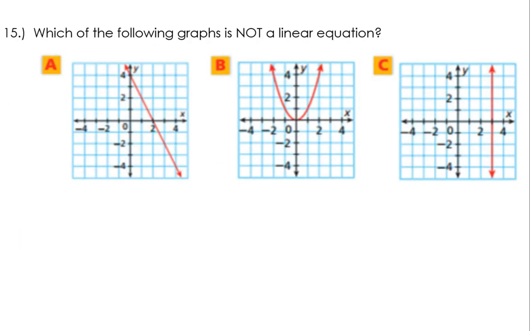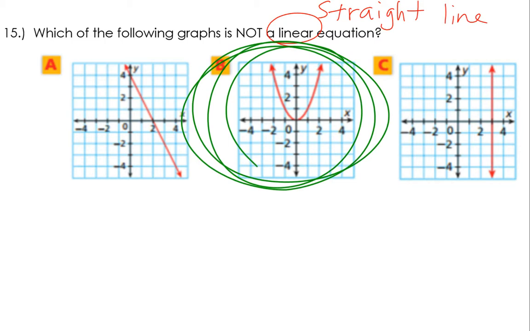And then the last question says, which of the following graphs is not a linear equation, right? Remember, linear means to be a straight line. So if you are not a straight line, then you are not linear. And that concludes homework 15.